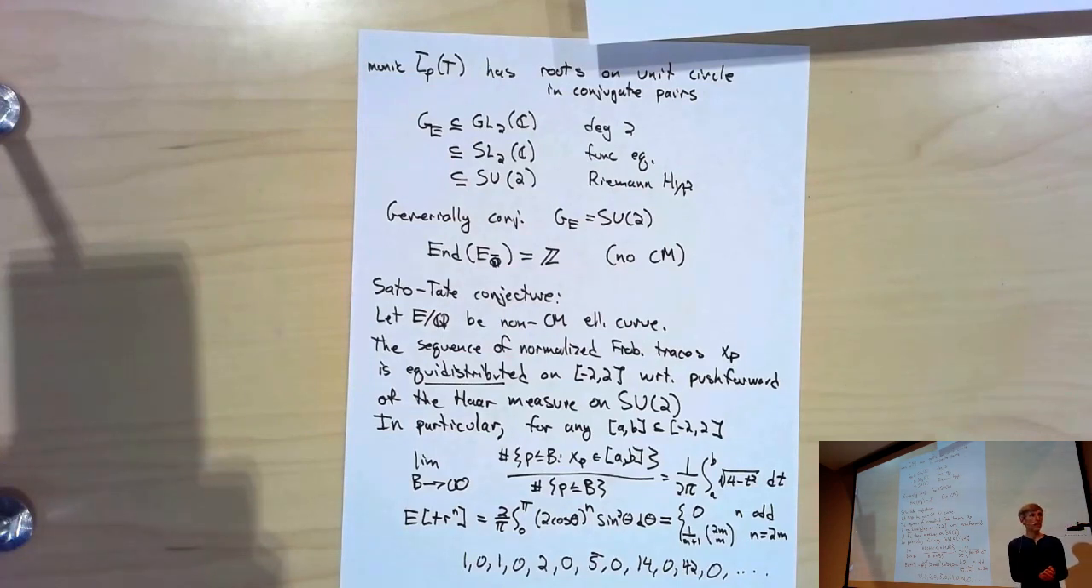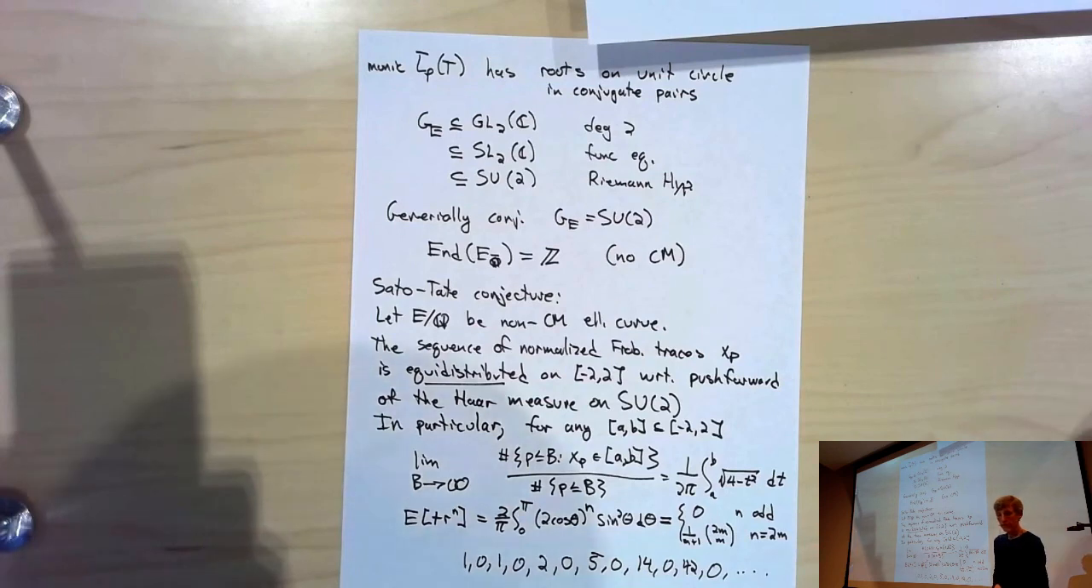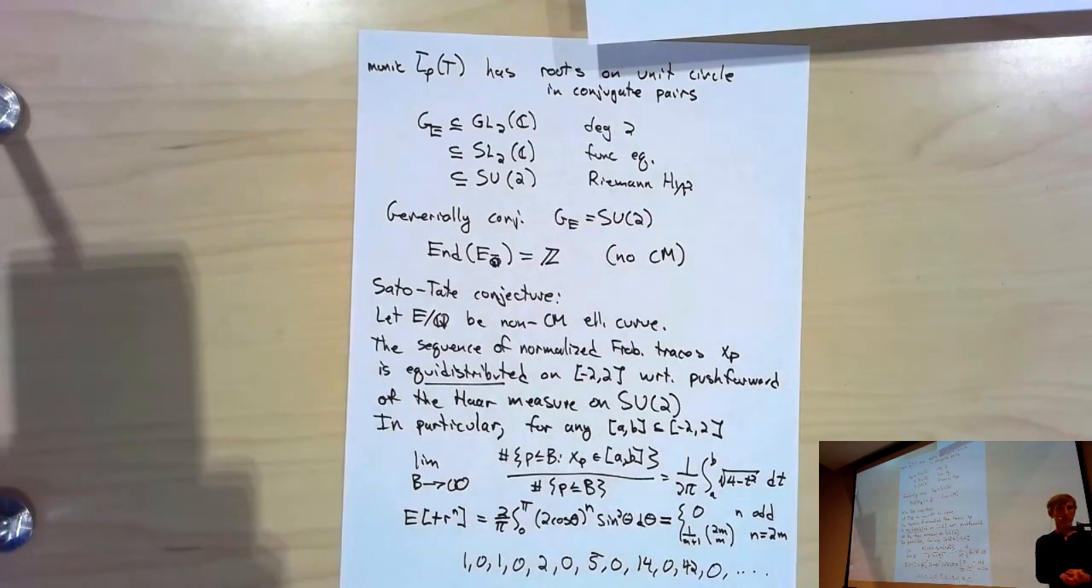Any more questions? You showed these super cool animated histograms. Could you say some words about how fast they converge to the distribution? Does it depend on the elliptic curves that you're working with?